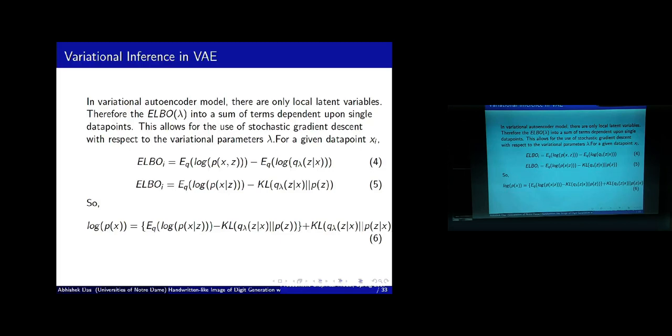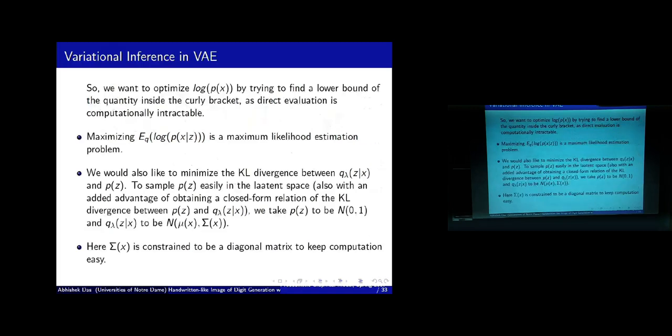So log p(x) is the expectation of log of p of x given z, minus the KL divergence of q lambda z given x and p z, minus the KL divergence of q lambda z given x and p z given x. So we want to optimize log p(x) by trying to find the lower bound of the quantity inside the curly bracket earlier, as direct evaluation is computationally intractable.